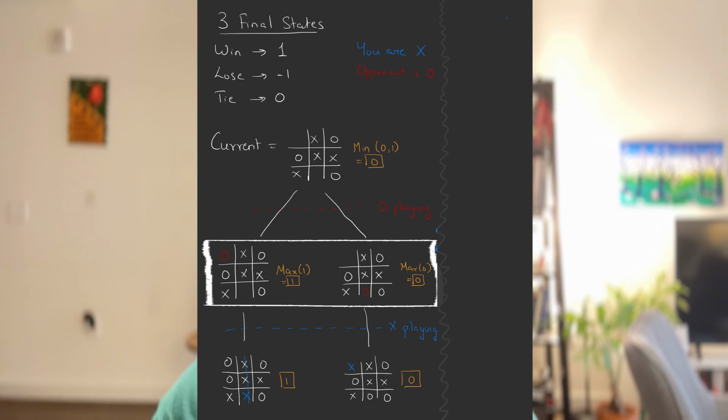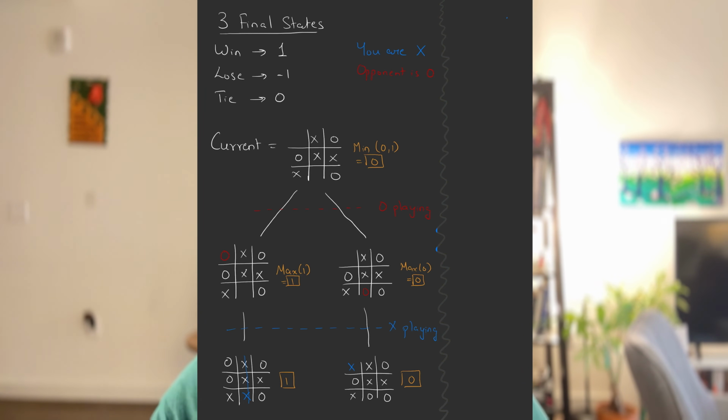One child has the value 1. The second child has the value 0. The minimum of 1 and 0 is 0. Hence, the value for that particular state is 0. Once you've given values to each of the states available in the game, it's simple.